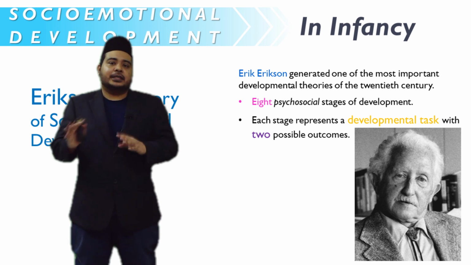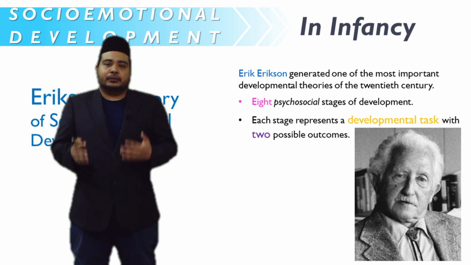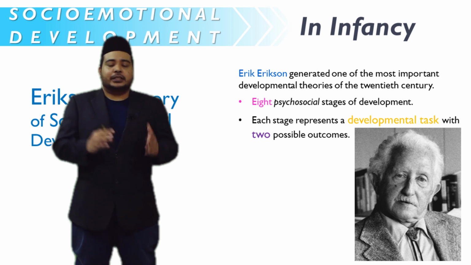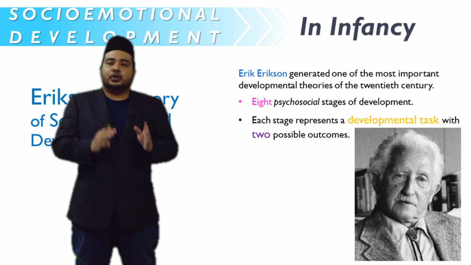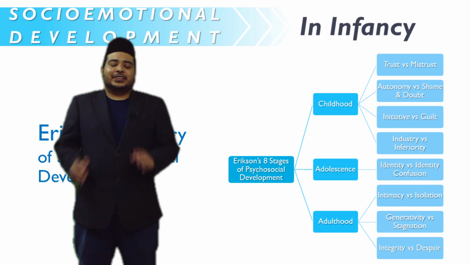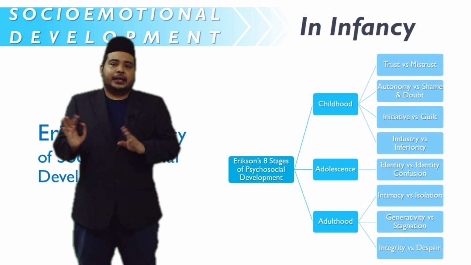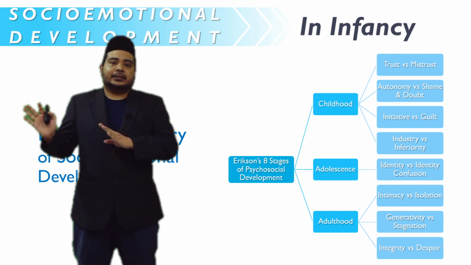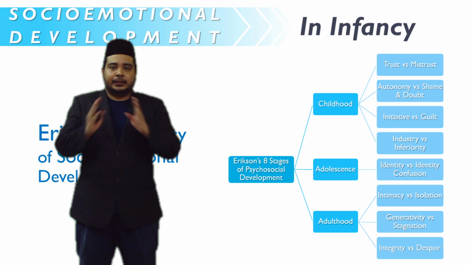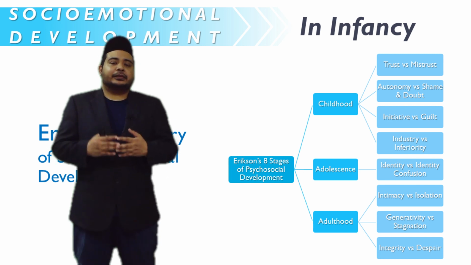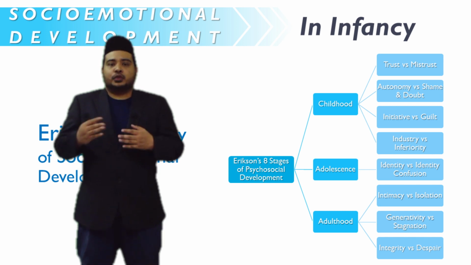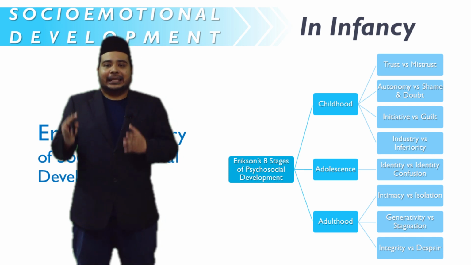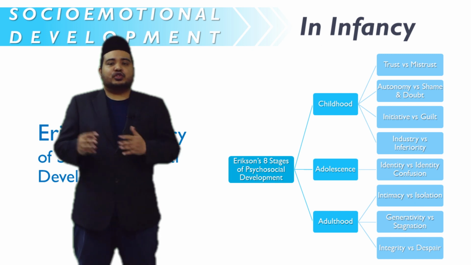Each stage represents a developmental task with 2 possible outcomes. And he named those 8 stages with all of those 2 possible outcomes. So in this figure, please pay attention to the last column of this mind map. The middle column is basically the categories that I made to ease our understanding. So what Erikson proposed are the 8 stages of socio-emotional development.